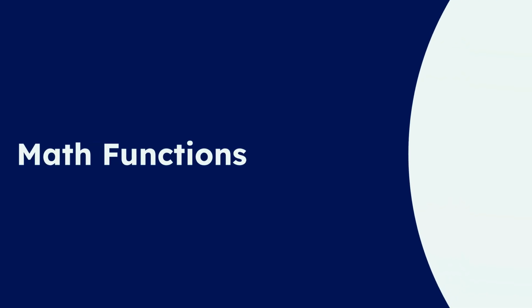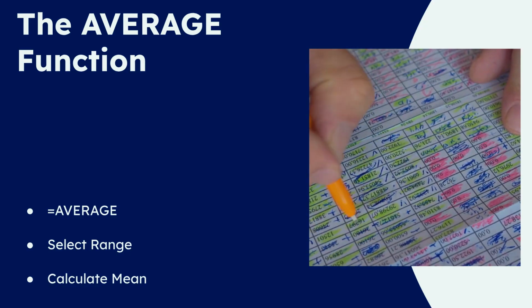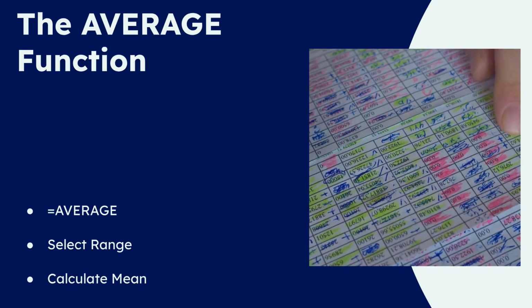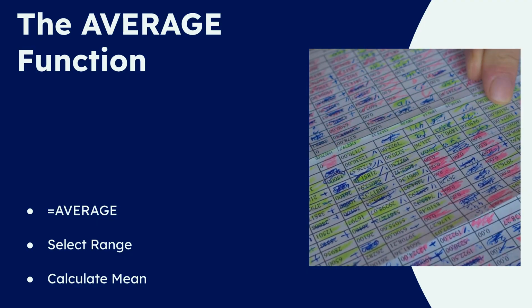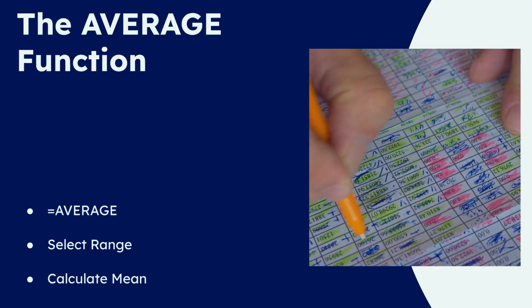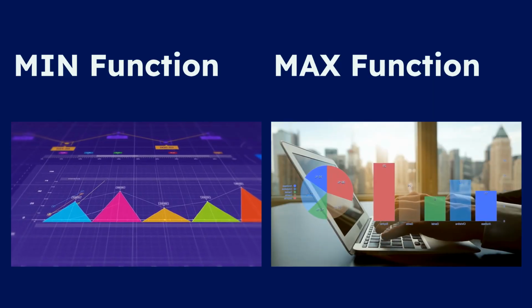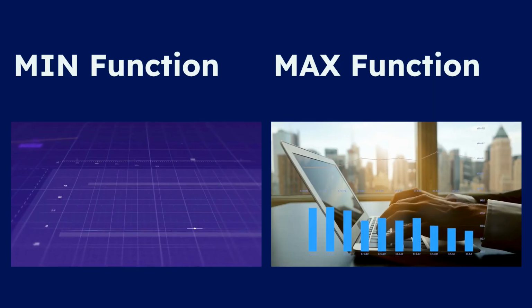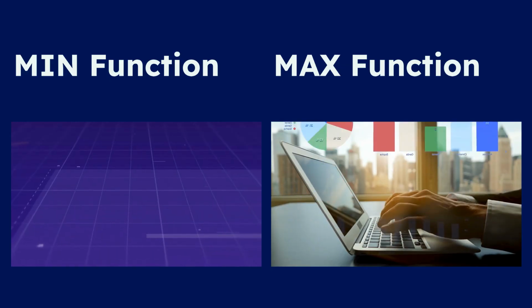Beyond basic operators, Excel offers hundreds of built-in functions to perform advanced mathematical tasks quickly. A common function is AVERAGE, which calculates the arithmetic mean of a range of cells. Simply type =AVERAGE(A1:A10) to find the average of those 10 cells. The MIN function quickly finds the smallest number in a cell range, while the MAX function finds the largest. These are invaluable for identifying outliers or extremes in your data.